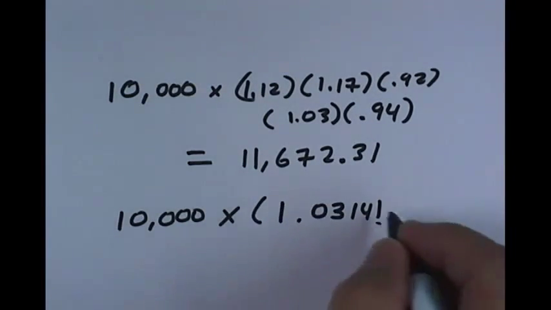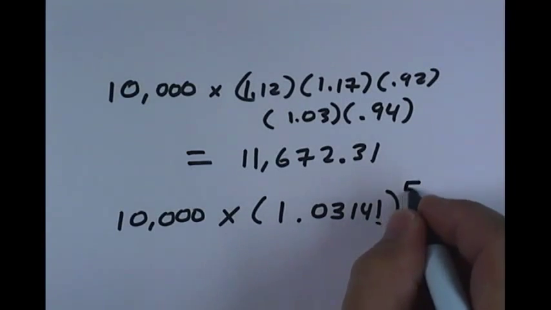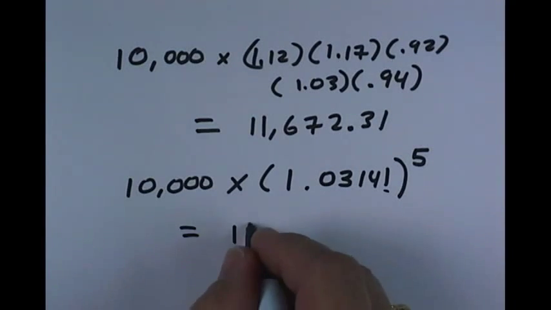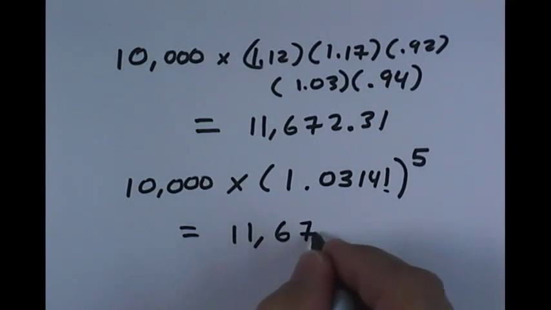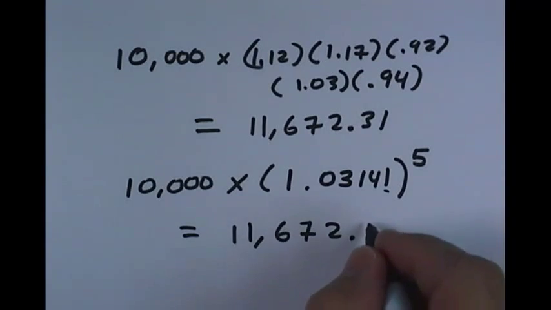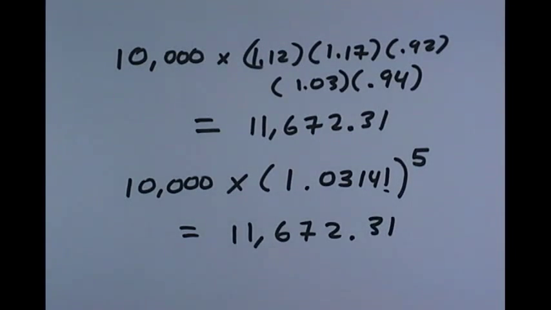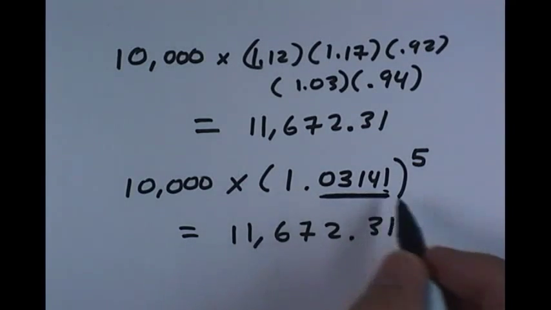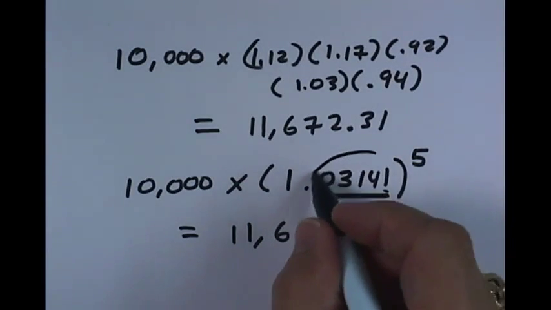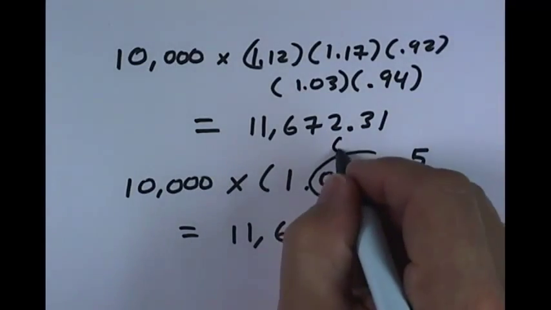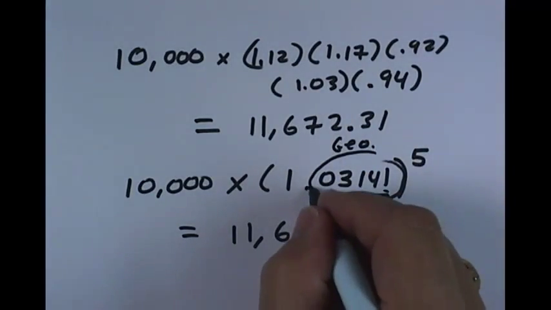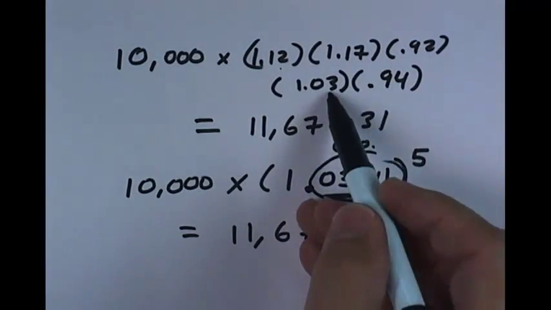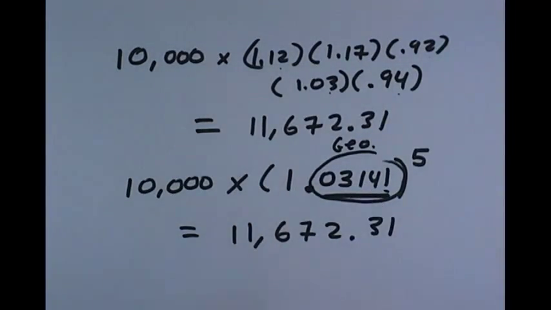If I add a 1 to that and compound that 5 times, because it was a 5-year investment, then the $10,000 would grow to that same $11,672.31. So again, this 3.141% geometric return was doing the same work as gaining 12, gaining 17, losing 8, gaining 3, and losing 6%.